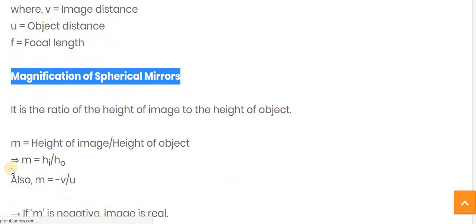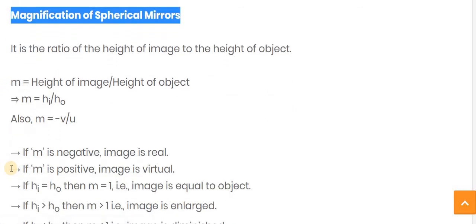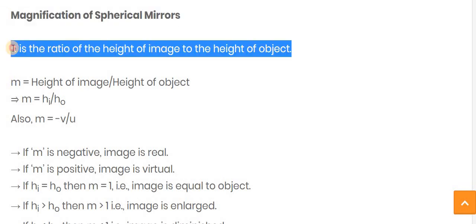The next one is the magnification of a spherical mirror. Now what is magnification? Magnification is the ratio of the height of the image to the height of the object. We can write M is equal to the height of the image divided by the height of the object. Here the height of the image we denote by HI, and the height of the object we denote by HO.